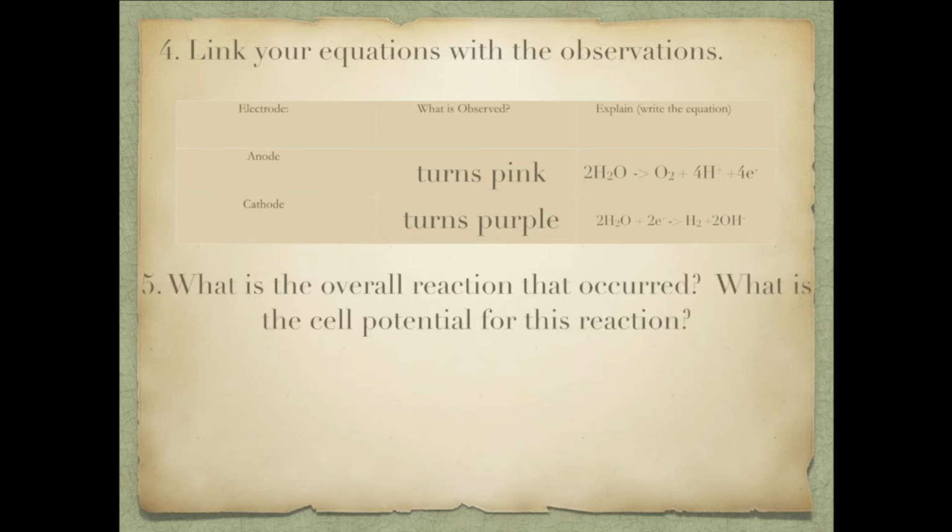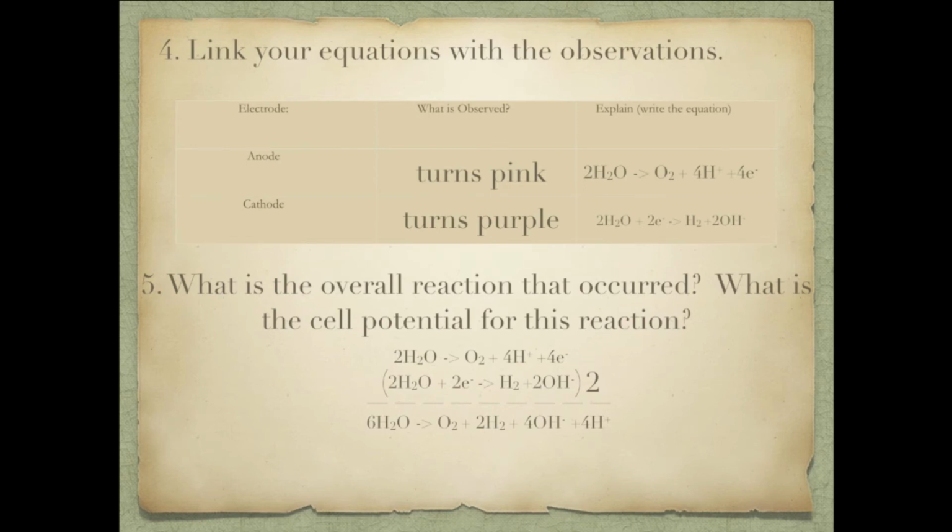So what's the overall reaction that occurred? Well, remember, I have to take these two half reactions and add them together. Notice I've got 4 electrons for the top, 2 on the bottom, so I'm going to multiply the bottom by 2. And so when I add these up, what I get is 6 waters producing oxygen, 2 moles of hydrogen gas, 4 moles of hydroxide ions, and 4 moles of hydrogen ions.